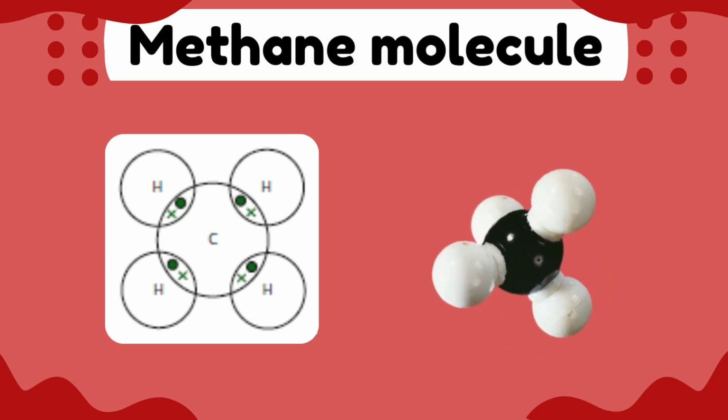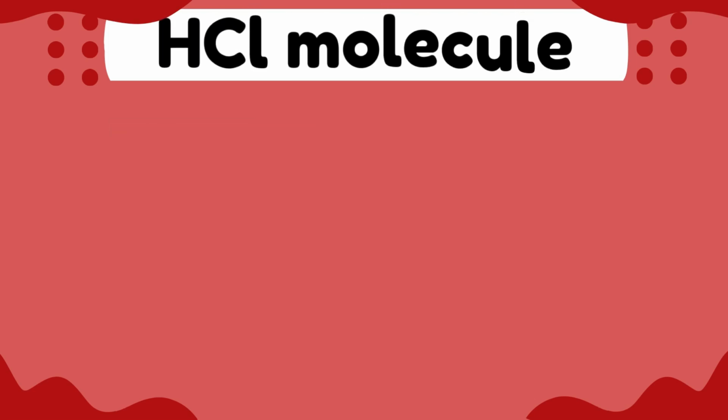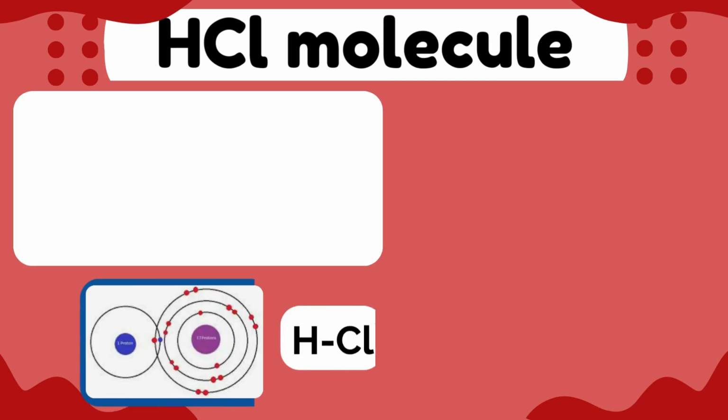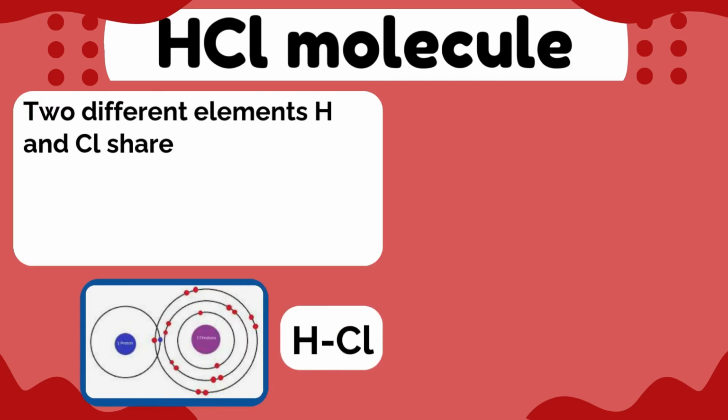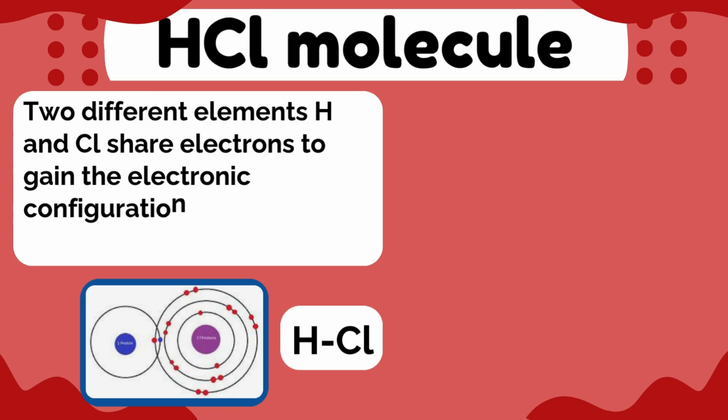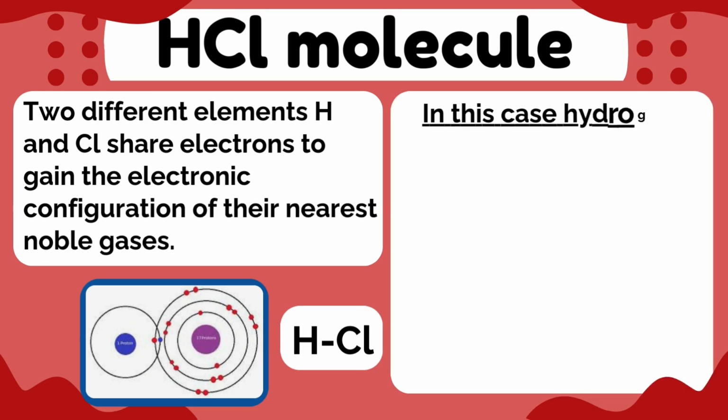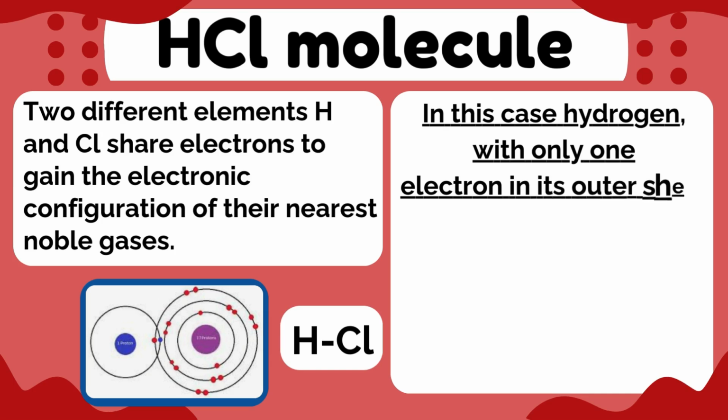Hydrogen chloride molecule. Two different elements, hydrogen and chlorine, share electrons to gain the electronic configuration of their nearest noble gases. In this case, hydrogen, with only one electron in its outer shell, needs to share one more electron to gain the electronic configuration of helium.